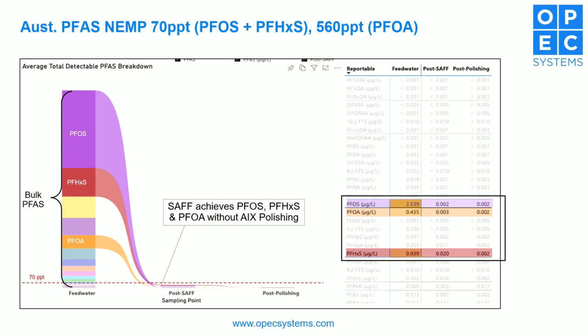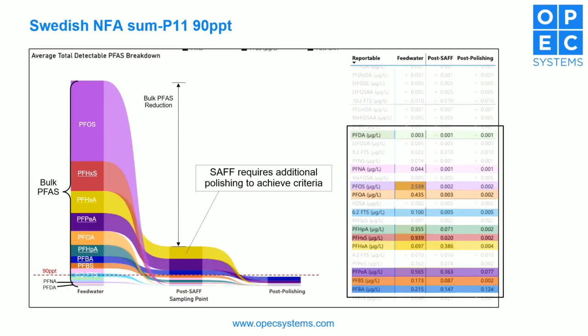Just more elegantly shows how we meet the criteria without any polishing. Just air bubbles are getting us down to that level. Just simple aeration of water. And then if we have concerns that more stringent criteria may come into the Australian market in the future, we can take a look at some criteria in Sweden where the sum of PFAS 11 with a total 90 parts per trillion criteria could be applied.